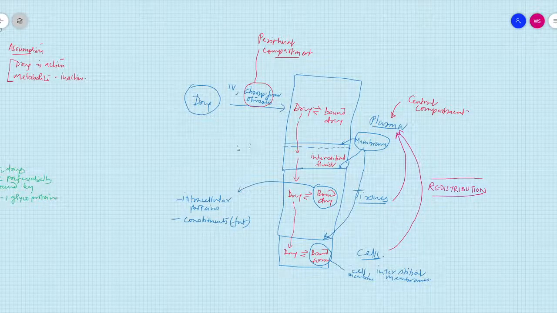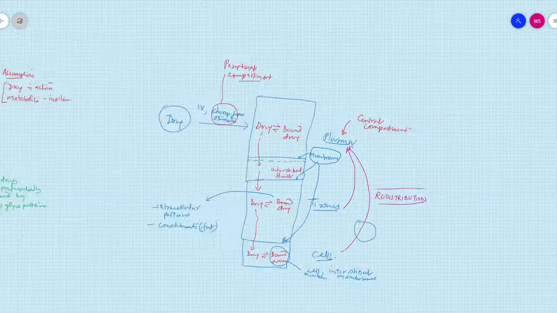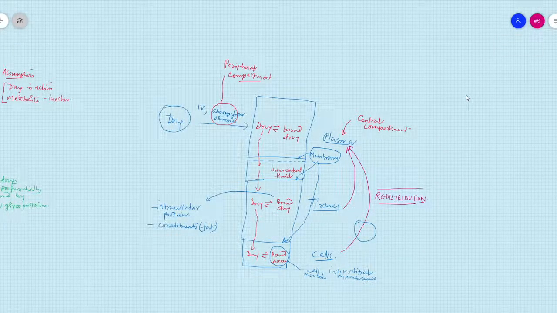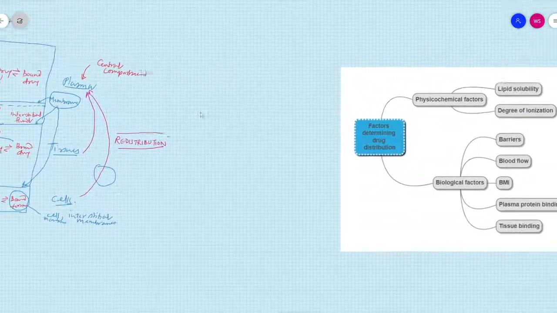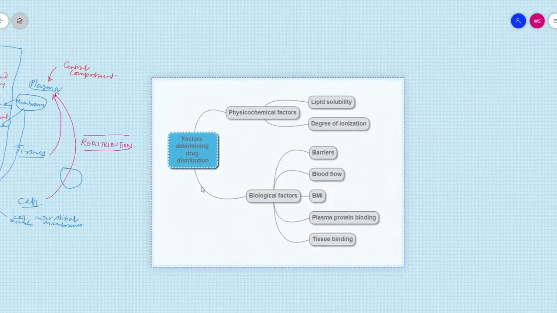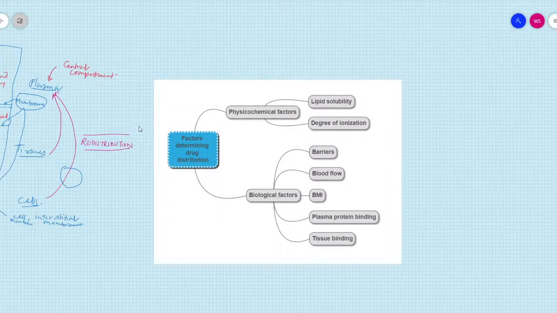Okay? So questions like why thiopentone has got a long T-half, or why a loading dose is given, such concepts can be explained if we have an understanding of drug distribution. So this summary is a framework for us to understand the factors which determine drug distribution. Okay? So the factors that determine drug distribution.